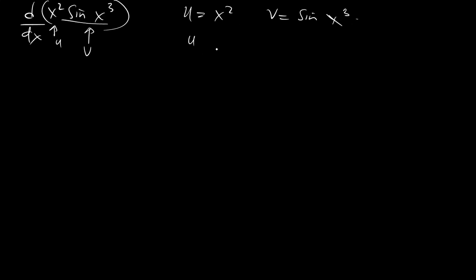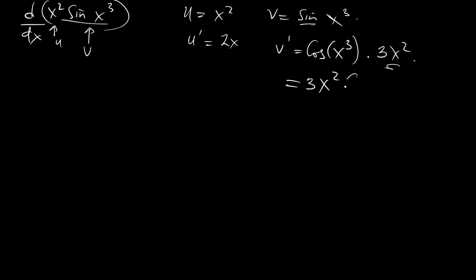Now the derivative of u, u prime, is 2x. For v prime, you first do the derivative of this with respect to this function, which will be cos x cubed. This will remain the same because it's with respect to this whole function. Then times the derivative of this function with respect to x, which is 3x squared. So this will give us 3x squared cos x cubed as v prime.